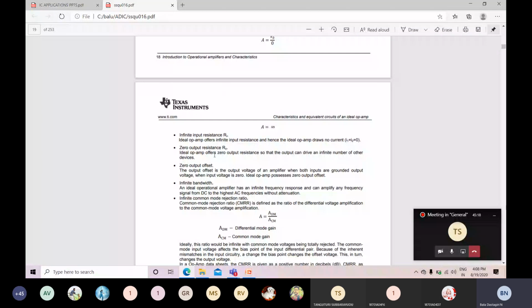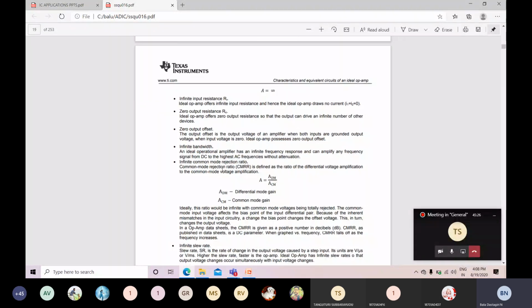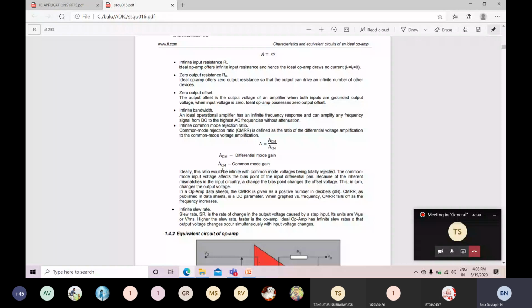Next one is common mode rejection ratio. The common mode rejection ratio is infinite for an operational amplifier. So these are the ideal values. Next one is slew rate. Slew rate is nothing but the rate of change of output voltage, dV0 by dt, with respect to the input step signal. It is infinite for an operational amplifier. So these are the characteristics of your ideal operational amplifier.